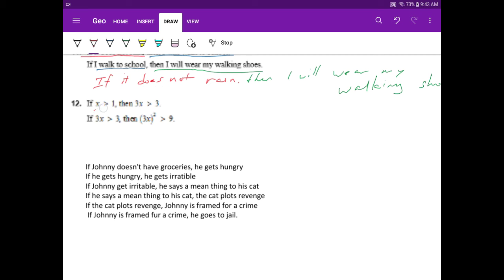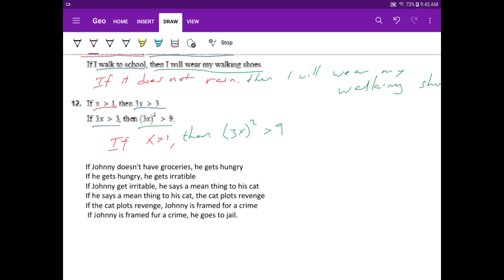Same thing here. If x is greater than 1, then 3x is greater than 3. If 3x is greater than 3, so the blue ones match up again, then (3x)² is greater than 9. So to write this one out, if the red one, if x is greater than 1, then the green one, 3x, the quantity squared, is greater than 9. Okay, you can have longer versions of these.